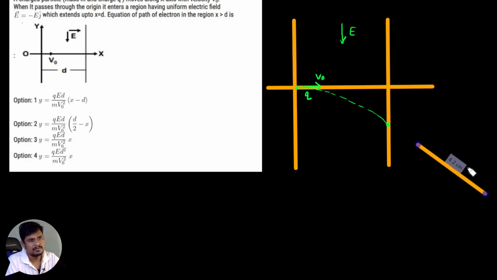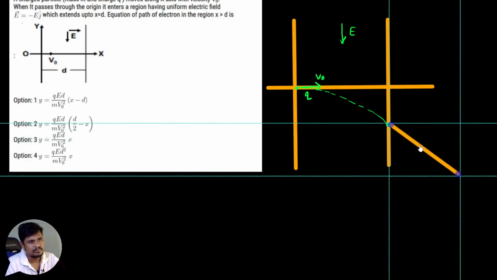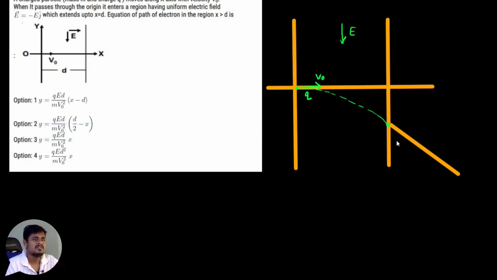This will be the path further. This will be the path taken by the charged particle when it comes out of the field region. Because there is no electric field here, the path will be straight. Basically we need to find this coordinate here, and it is said that it passes through the origin. Yes, this is our origin, as mentioned in the question, so we can consider this as (0, 0).